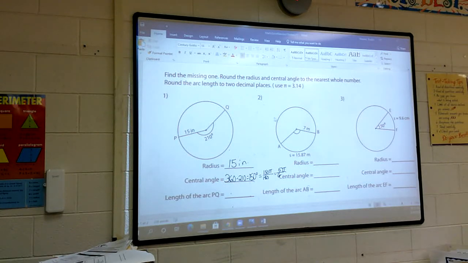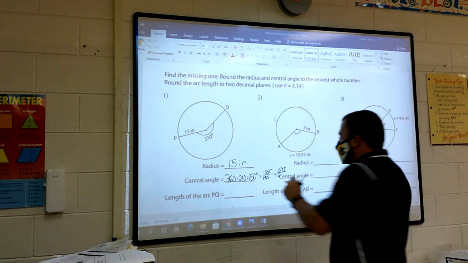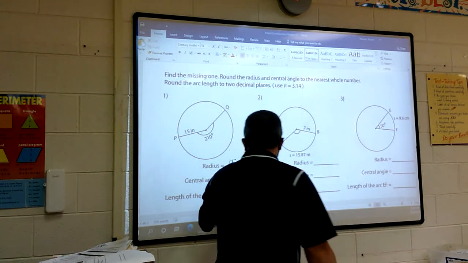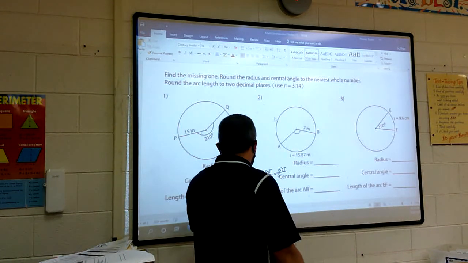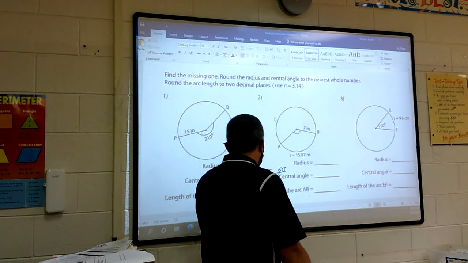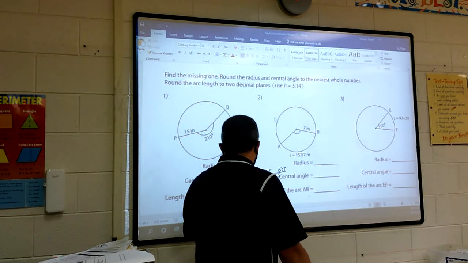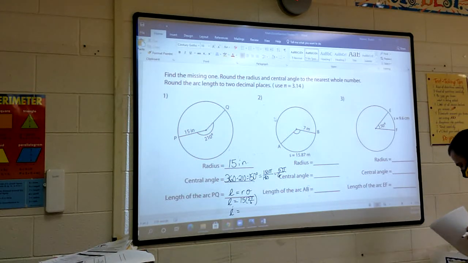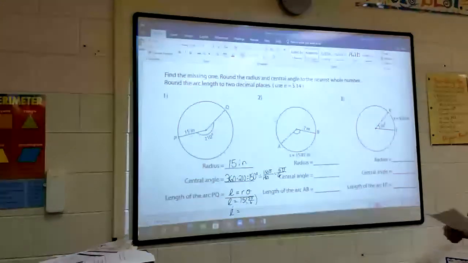Now, the length of the arc. So at that point, you have L equals R times the angle. R is your radius, that's 15. Your angle is 5 pi over 6. So you should just be multiplying those together. So 15 times 5 pi over 6 is 39.27, and that is in inches.